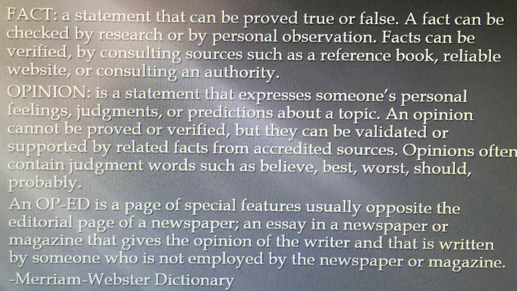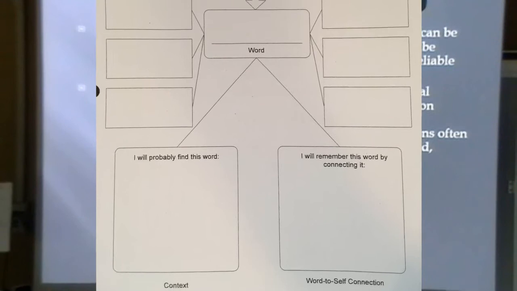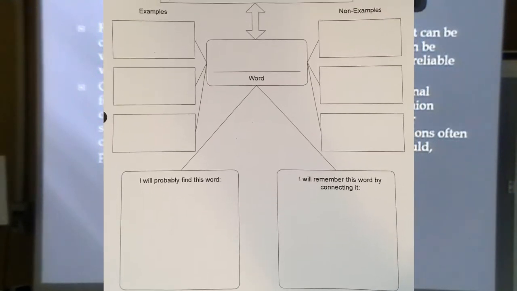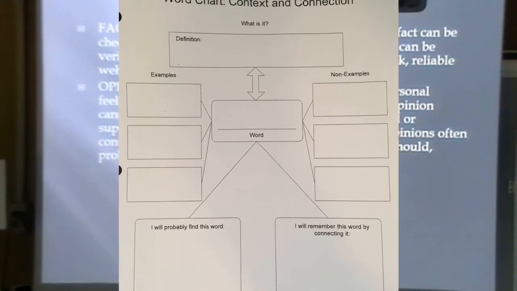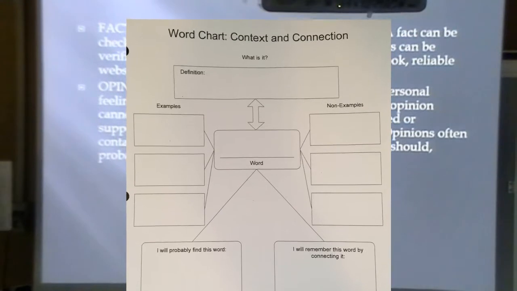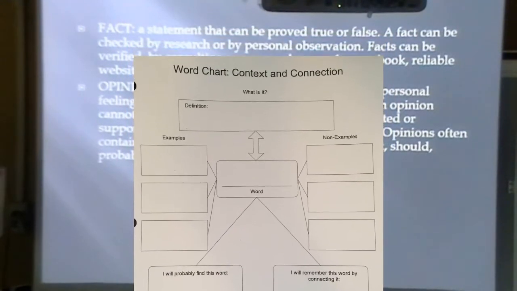Put fact and opinion in the word box. We can't write all that down, but I would at least write down the first sentence of each one, if it helps you identify it. You can paraphrase. But in the word box, put fact and opinion. Right below the word box in that triangular area, put the definition of a fact. In the definition box above the word box, put the definition of an opinion.